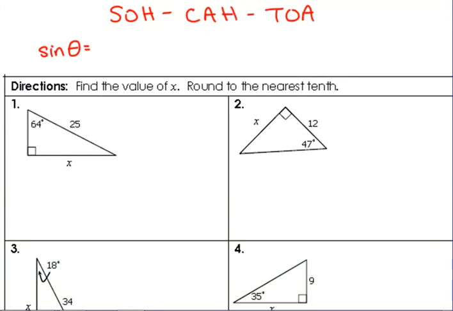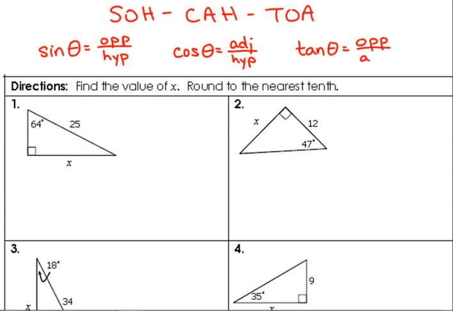So sine of theta is equal to the opposite over the hypotenuse. That's what the O and the H stand for, the opposite side over the hypotenuse. C stands for cosine. Cosine of theta is equal to the adjacent over the hypotenuse. That's what the A and the H stand for. And then the TOA is tangent of theta is equal to the opposite over the adjacent. Okay, so that's what those letters all stand for.